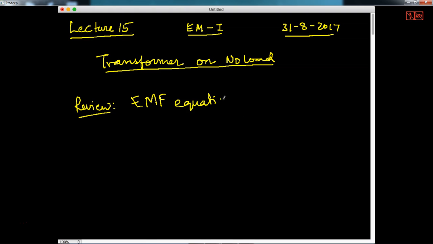So you are all aware that the EMF equation of a transformer is given by EMF E is equal to, there is a constant 4.44, as per what we derived. Then there is a frequency, then the number of turns, and then the maximum flux in the coil. So this is the important EMF equation of the transformer.